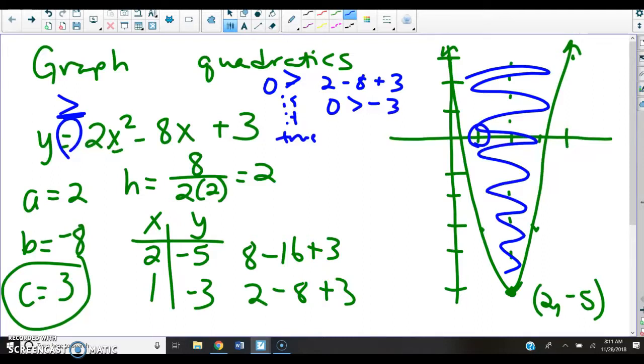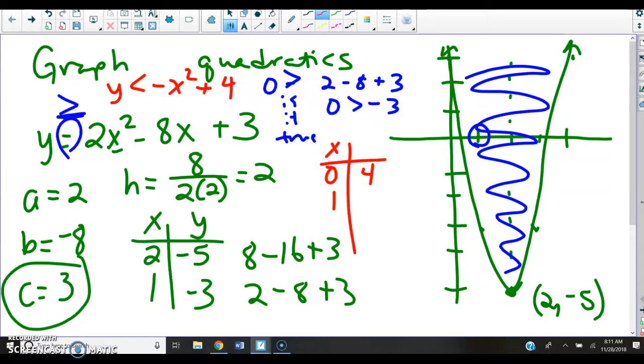Also, as long as we're here talking about it, what if we had a system? What if we had y is less than negative x squared plus 4? Negative x squared plus 4, there's no b term, so we know that it's going to have the y-axis as the axis of symmetry. If we put 0 in for x, we're going to get 4. If we put either 1 or negative 1 in, we will get 3. If we put 2 or negative 2, we'll get 0.